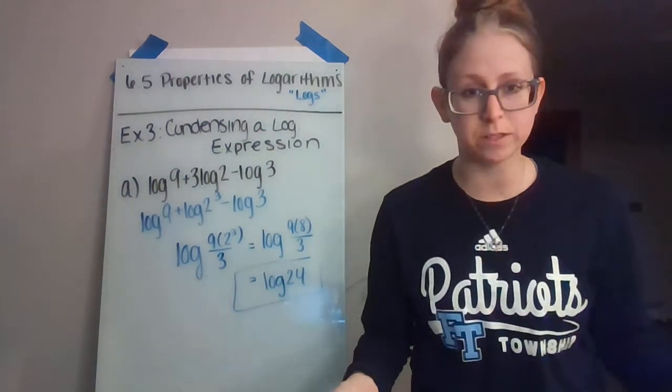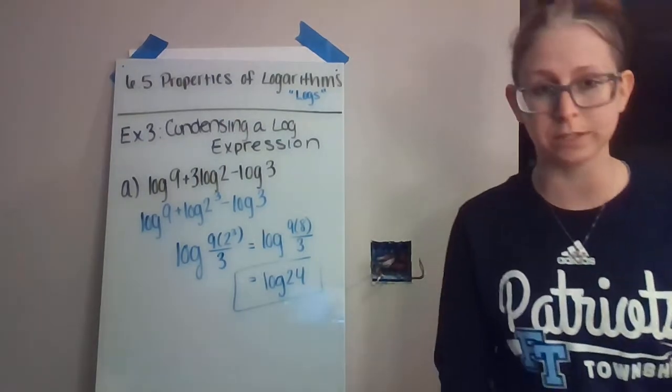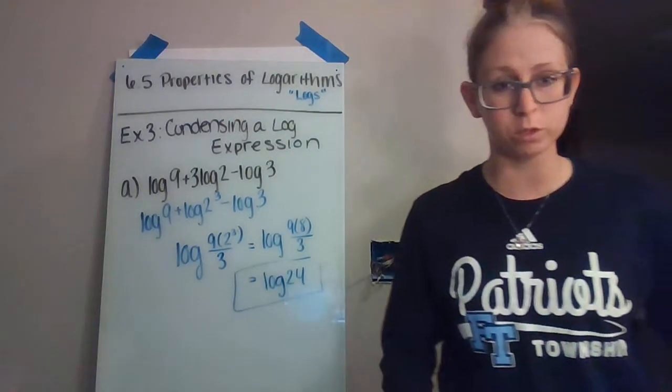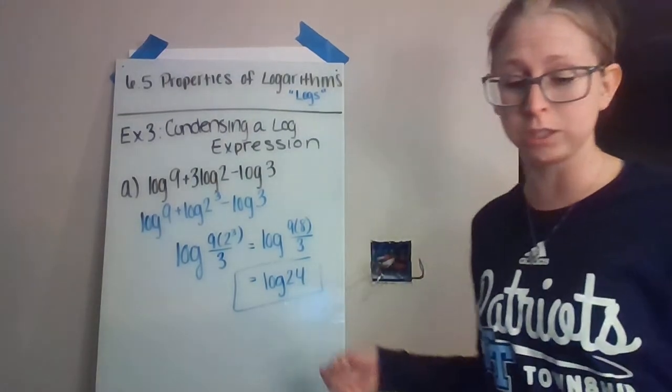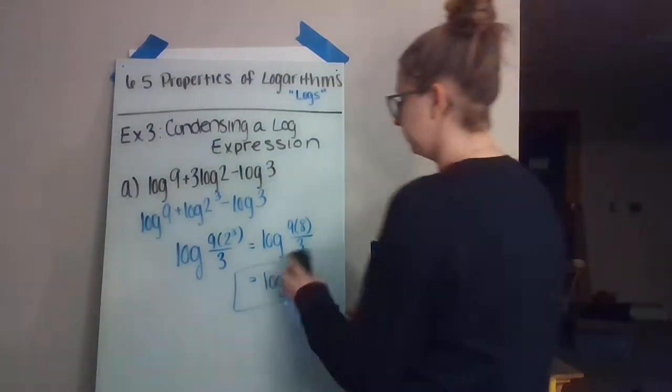Not all of them will come out to be able to do that. Not all of them will have numbers that are nice and pretty. Some will have variables, which I'll show you in the next one that you can't simplify any further. But if it is just numbers, you have to simplify it.